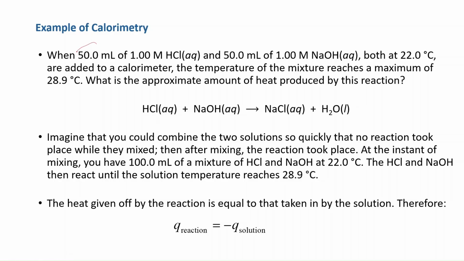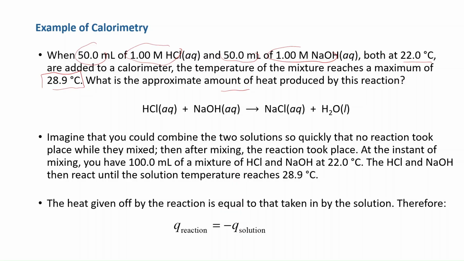But they give you the volume of hydrochloric acid, they give you the concentration. They give you the volume of sodium hydroxide. They're both at 22 degrees. You mix them, and now in the calorimeter, the temperature goes up. Anytime you have an acid react with a base, it produces heat. So they want to know how much heat. Okay, if you could, and you can't, okay? But that's why I said we make some assumptions in there.